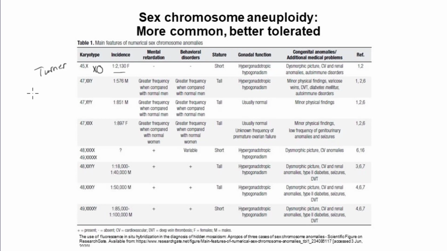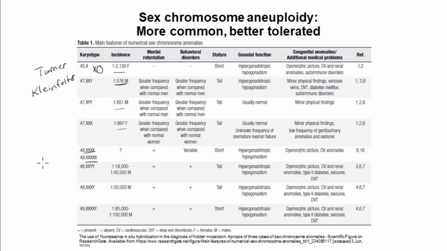XXY leads to Klinefelter syndrome, and that occurs in about 1 in every 576 males. These folks have a little bit of cognitive disability, a little bit of behavioral changes, taller than average, hypogonadism impacting fertility, and various disorders in other organ systems, but again, they survive just fine. There are other trisomies where we've got extra copies of the Y or the X occurring in various frequencies, and we even see tetraploidies or pentaploidies, where you've got 4 copies of sex chromosomes, 5 copies of sex chromosomes. They're pretty rare, but they do survive.